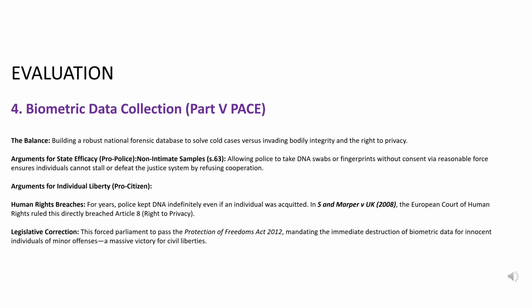Supporters argue that allowing police to obtain non-intimate samples under Section 63, including mouth swabs and fingerprints, even without consent, ensures that suspects cannot obstruct investigation simply by refusing cooperation. The development of national forensic databases has also greatly improved the ability of police to identify offenders, solve cold cases, and link suspects to crime scenes with greater accuracy.